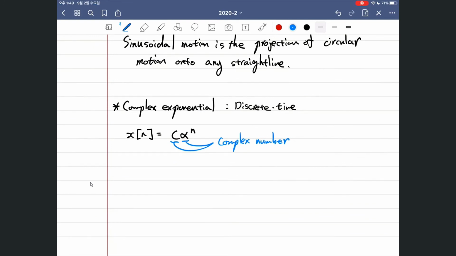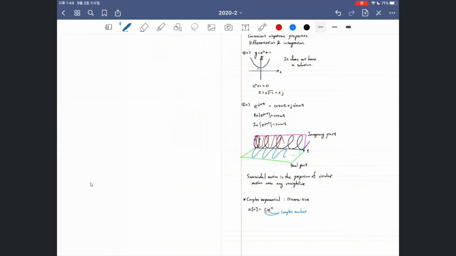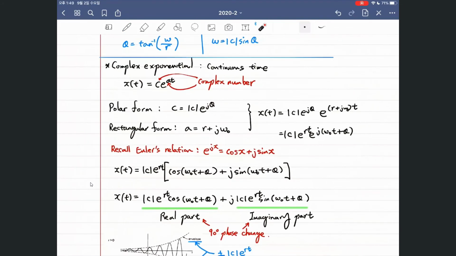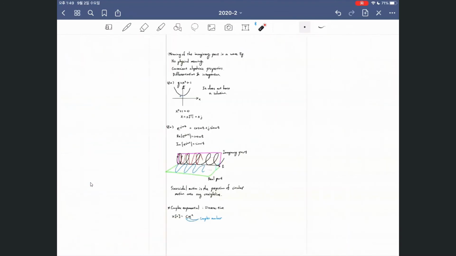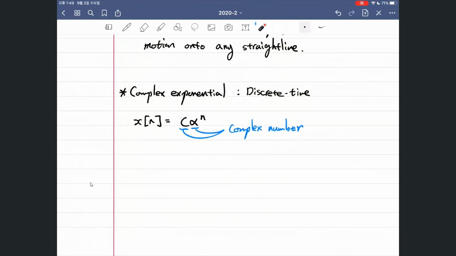Whereas c and alpha are real numbers in the previous study. Okay, and we will transform these two parameters both in polar form. With continuous time, we used polar form and rectangular form respectively, but we will use polar form for both parameters.